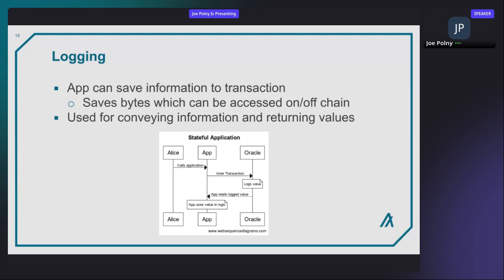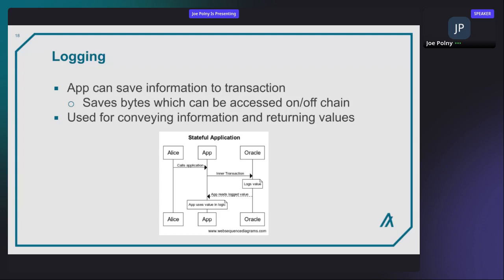But in addition to just logging information, it's also useful for returning values. An example of this is if Alice wants to call an application that leverages an oracle. You have some smart contract that needs to read data from an oracle. What you can essentially do is have the app send an inner transaction to an oracle. The oracle will then log the value, and then the application itself can read the logged value and use that log as a return value. There are standard ways of doing this, which I'll talk a little bit about in the next couple of slides. But basically, the point is that logging is a great way to communicate between two smart contracts and thus to return values from one smart contract to another.